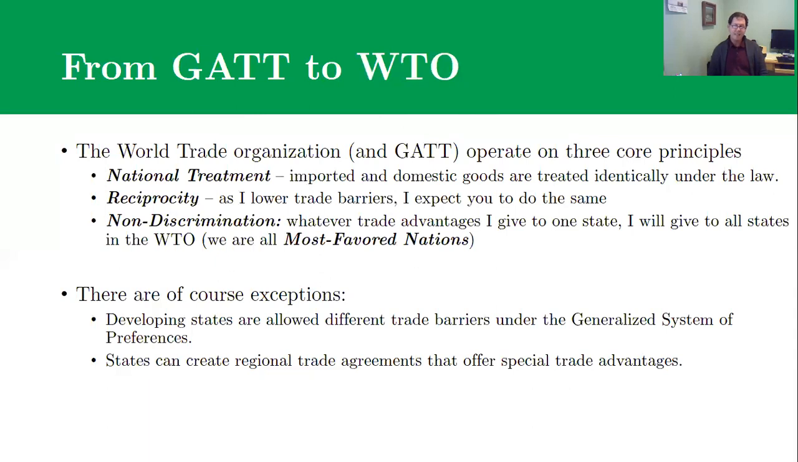And then the final piece is this idea of non-discrimination, which is kind of a weird term in terms of trading language. But essentially what it means is that once you're a member of the World Trade Organization, you're not going to be cutting special deals to any one random state. That if you give trade advantages to one state and have a lower tariff rate, that you are going to give that lower tariff rate to all other states that are members of the World Trade Organization.